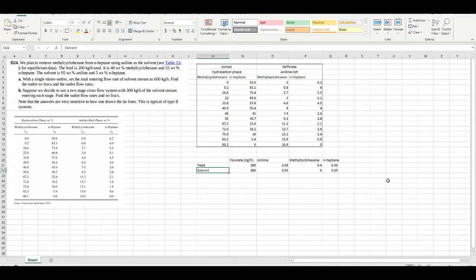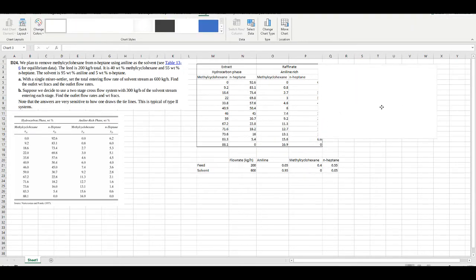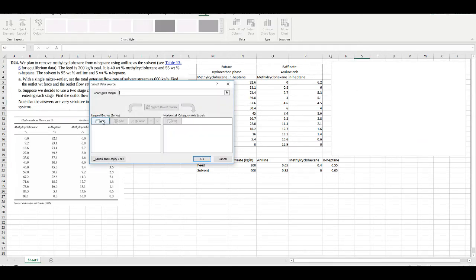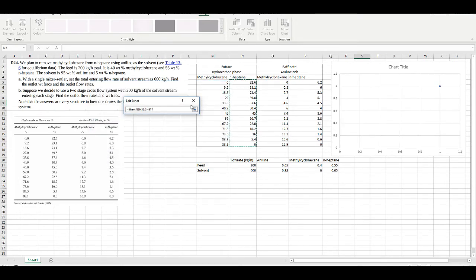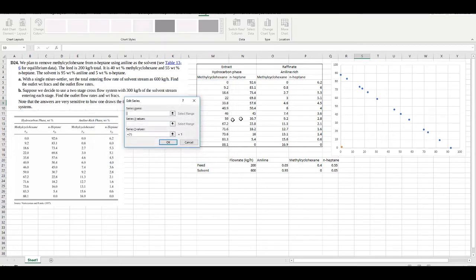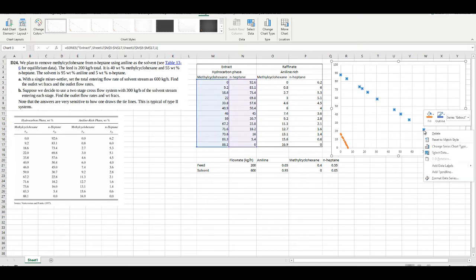Now let's go ahead and draw the equilibrium diagram. So let's create a scatter plot here, and then let's select our data. For the x-axis, we're going to choose N-heptane, and for the y-axis, we're going to choose methylcyclohexane. And this gives us something like this. And this is the extract graph. And then we're going to add another series and do the raffinate. So we get this graph here, and I'm just going to draw some lines.